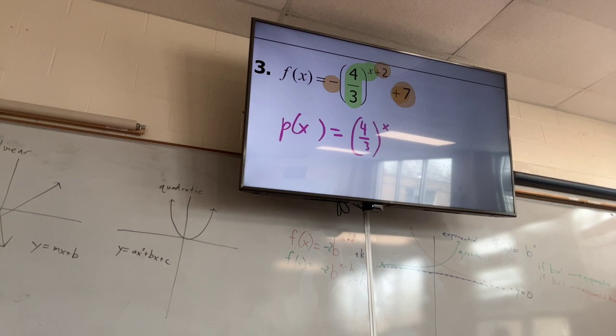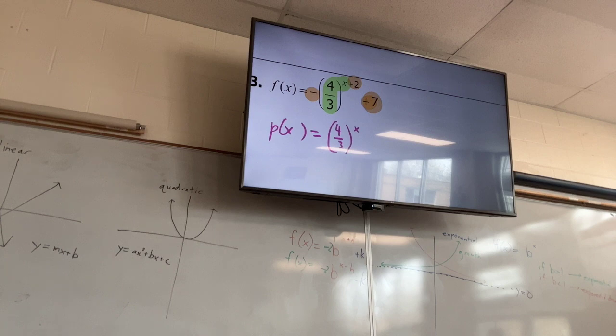Let's talk about this. What's the +7 outside my exponent going to do? It's going to shift up 7. And then what's my asymptote going to be? What's the equation of my asymptote? y equals 7. Just y equals whatever that outside plus or minus number is.